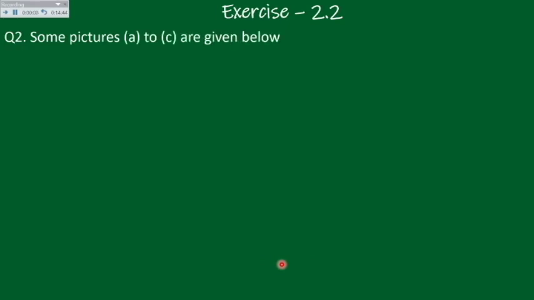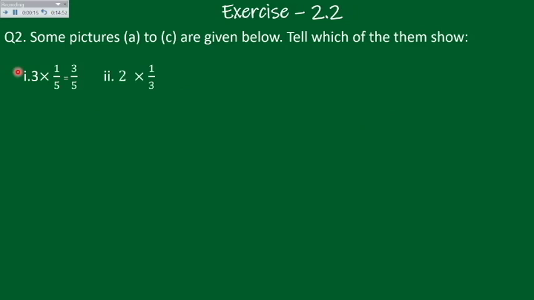Now next question. Some pictures A to C are given below. Tell which of them show the following numbers. 3 multiply 1 upon 5 equals 3 upon 5. 2 multiply 1 upon 3 equals 2 upon 3. And 3 multiply 3 upon 4 equals 2 whole 1 by 4.